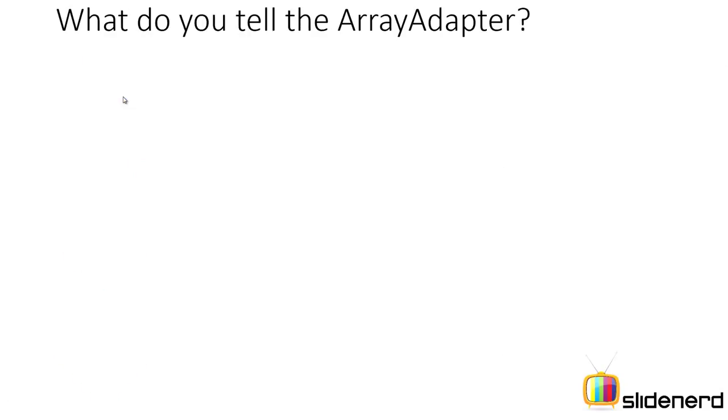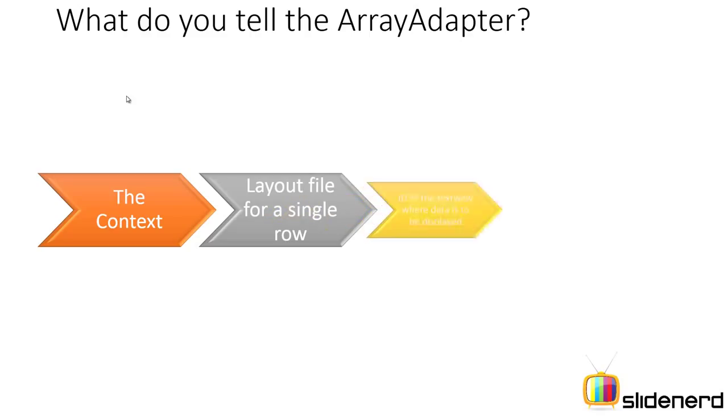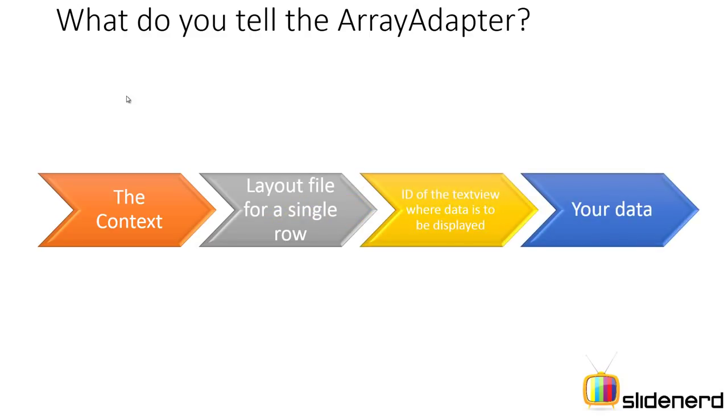So just to give you a small idea of which constructor we are going to use here, the array adapter constructor is going to be something like this. We need 4 things. 1. The context. 2. The appearance for a single row. 3. The ID of the text view where the data is to be displayed.